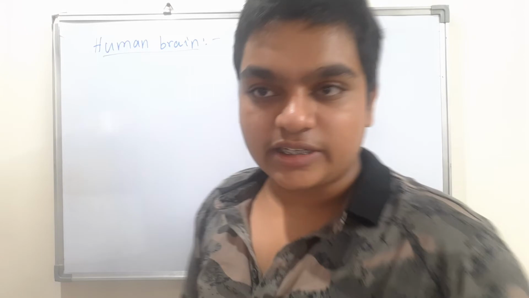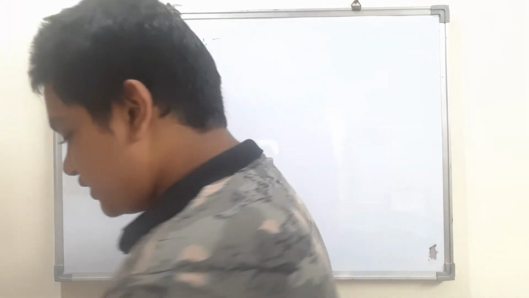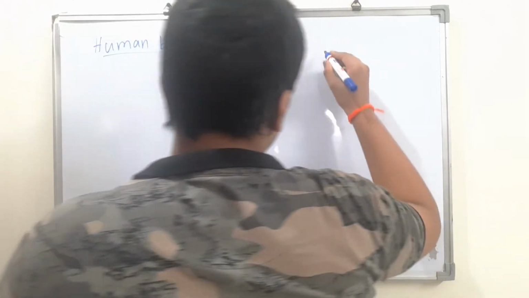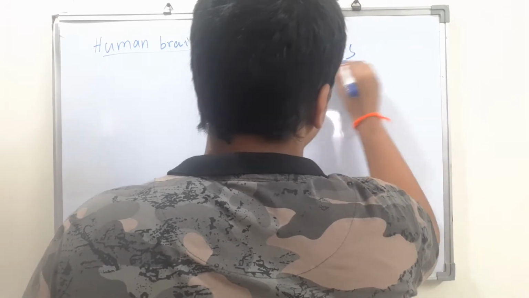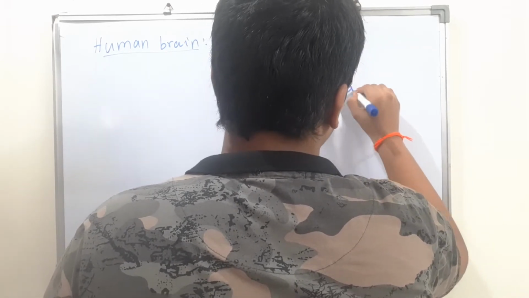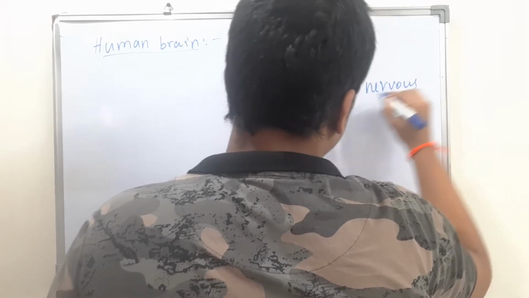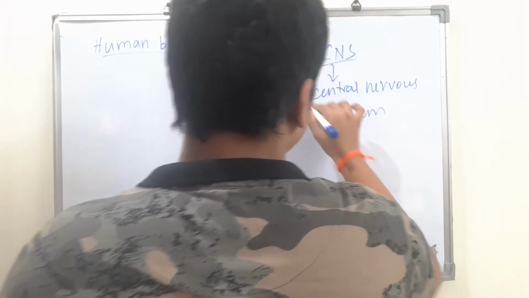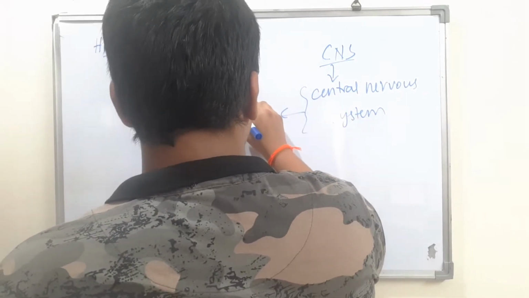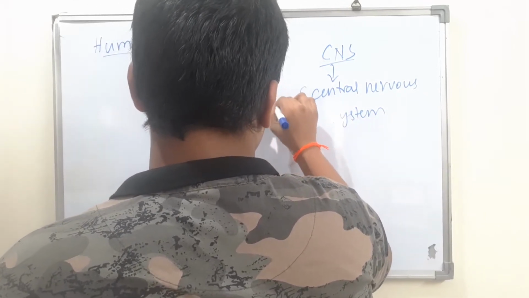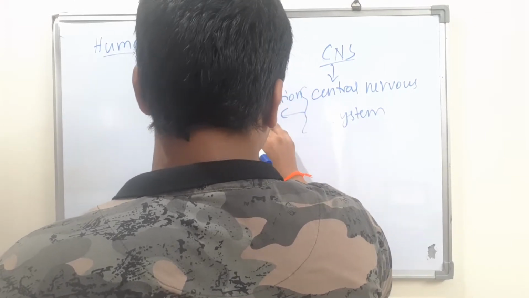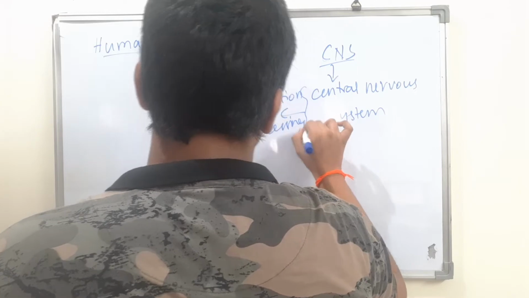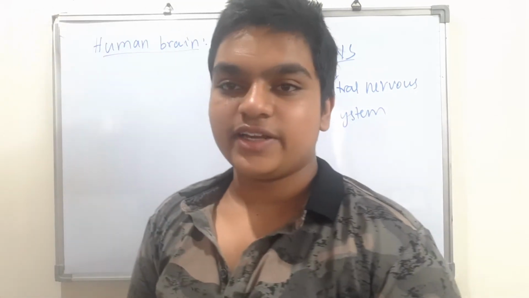The human brain is a very interesting part to study. It has a lot of mysteries in it. Let's unlock them one by one. Now coming to the central nervous system, we have already discussed that the CNS is the central nervous system. It is the center for information processing.